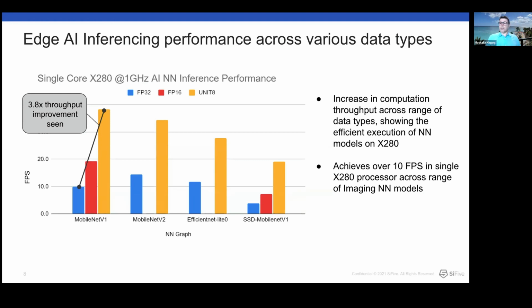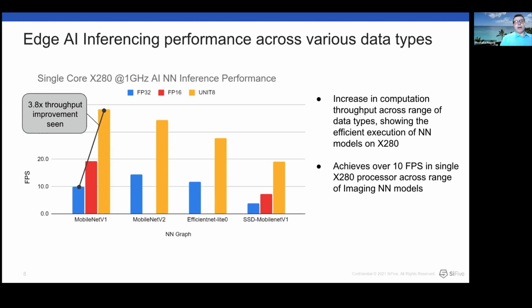It's a single core X280 running at 1 gigahertz. And this is basically the inferencing performance. We took one metric here just to simplify the graph, which is the frames per second. You can translate it into latency. And we can see here that there are multiple neural nets. Different neural nets have different demands in means of the compute. And as such, we have different results.